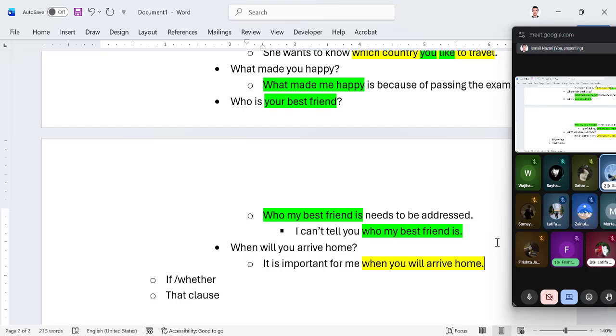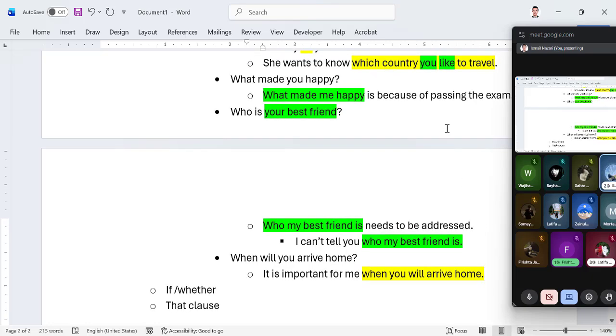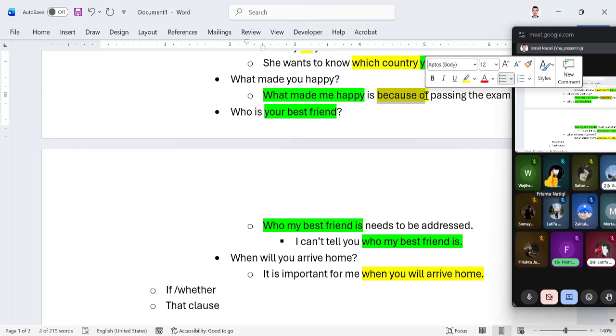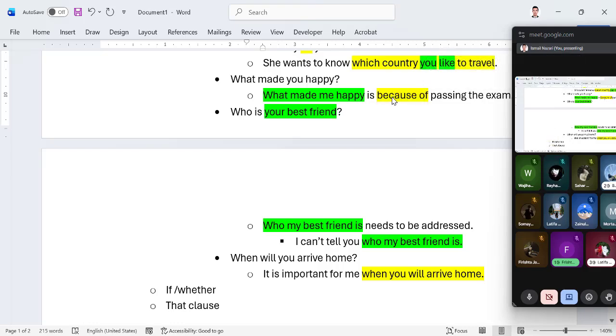So, if we say "what made me happy is passing the test," I think "because of" is also extra. If you remove this one, you mean removing "because of"? Yeah, teacher. You can remove it, that's okay. But if we use "because of," it clarifies the connection on what the reason is. Okay, it clarifies. So the structure is correct, teacher? Yeah, the structure is correct. If you want to remove this one, that's also right. If you don't want to remove it, that's also correct.